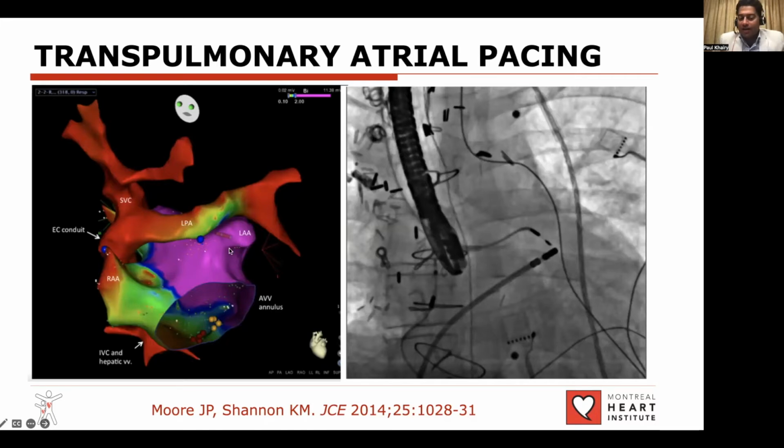And this patient actually had a catheter ablation procedure, and so what they did is place the mapping catheter at the site of interest to help direct the transpulmonary transatrial punctures and position of that atrial lead.